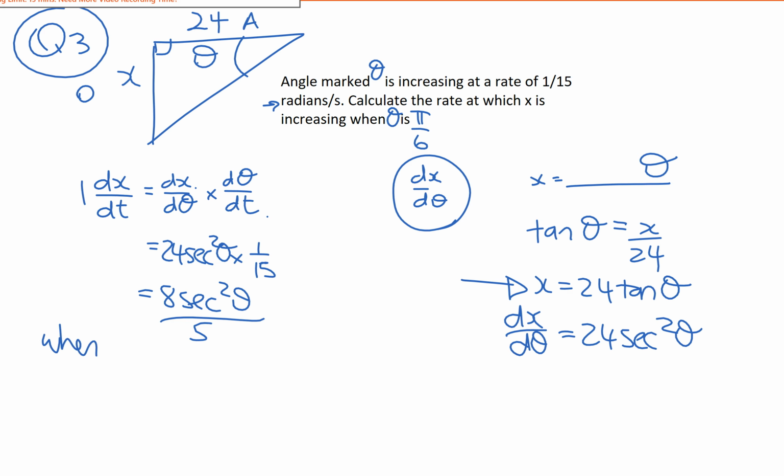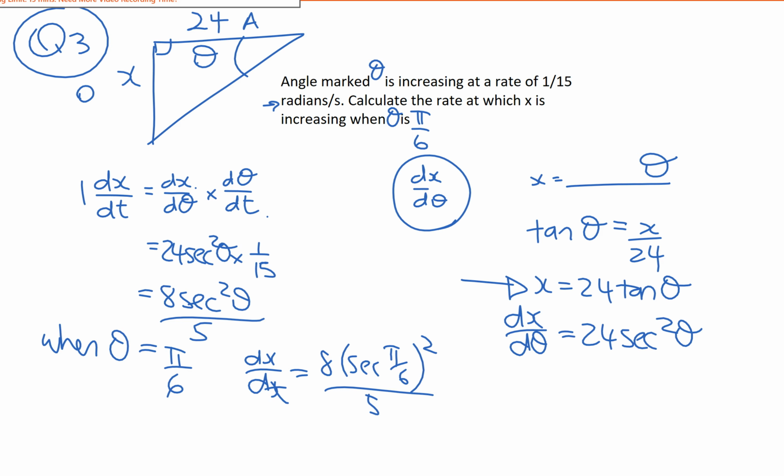Now when theta is pi over 6, what is dx by dt? It is 8 sec squared of pi over 6, all over 5. You chuck that into your calculator, you should get an answer. How do you put sec into your calculator? 1 over cos. So you find cos pi over 6, find the inverse, square it, divide by 5, times by 8, and you're away laughing.